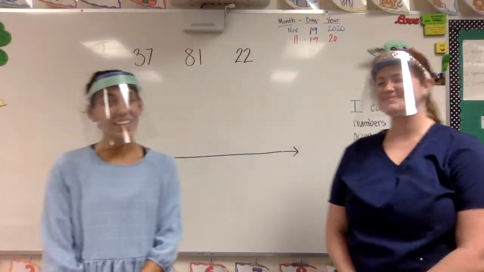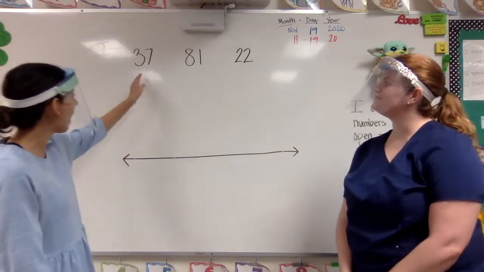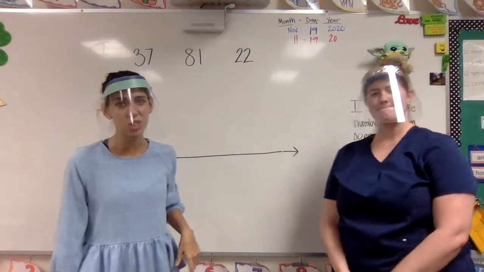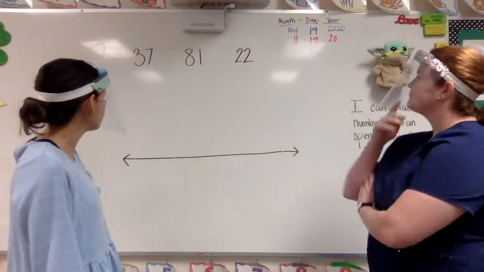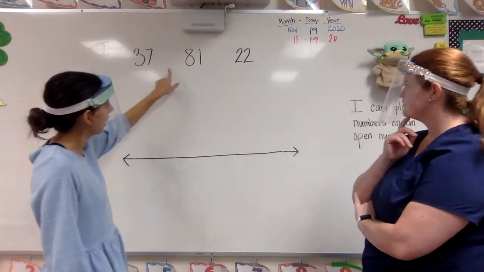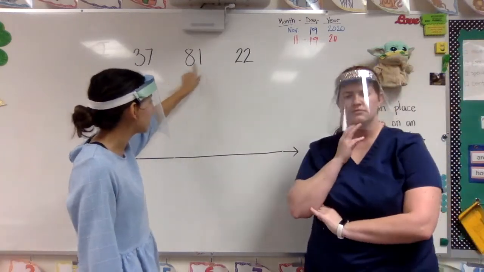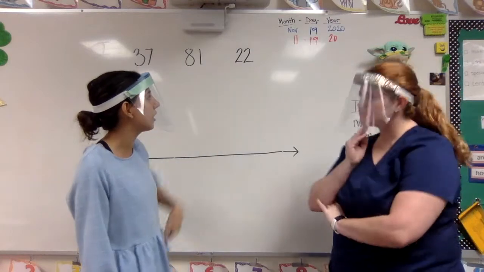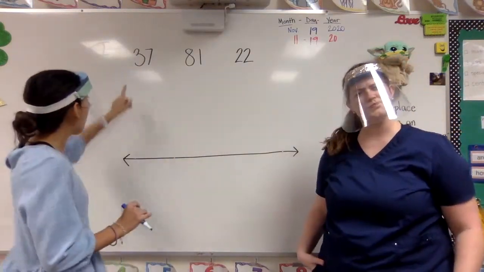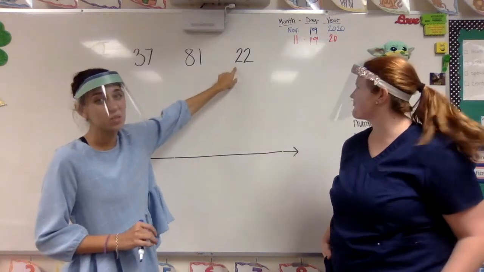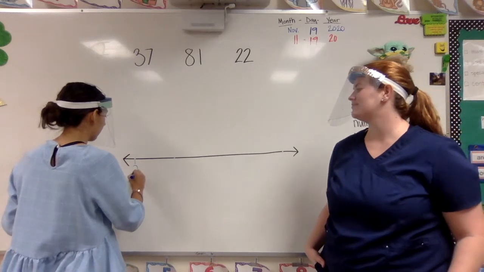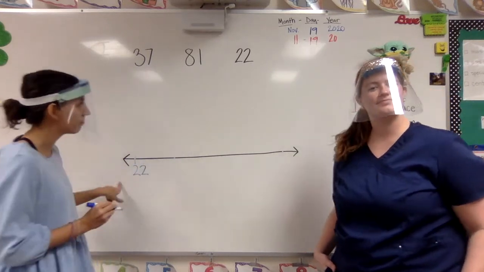All right, let's go ahead and look at my 3 numbers. So we have 37, 81, and 22. Well, I'm noticing that 37 has a 3 in the tens place, 81 has an 8 in the tens place, and 22 has a 2 in the tens place. So if I was looking for the smallest number, a 2 in the tens place would definitely be my smallest number. So I'm going to put 22 on this side of my number line.